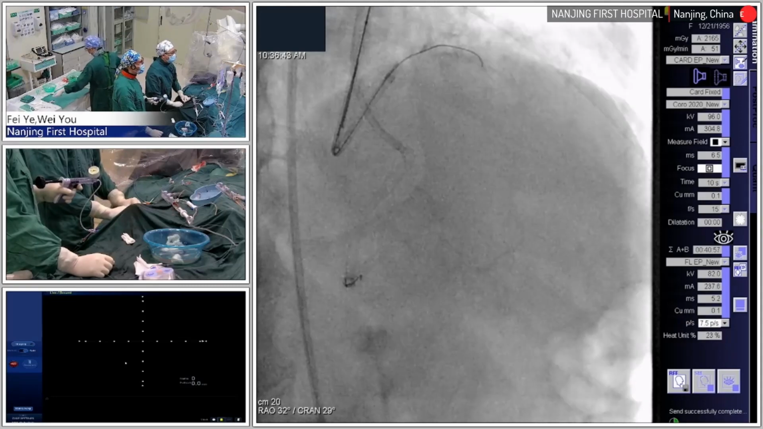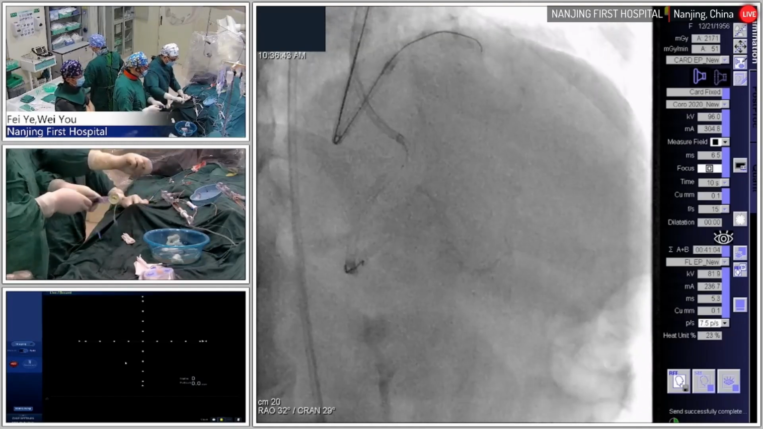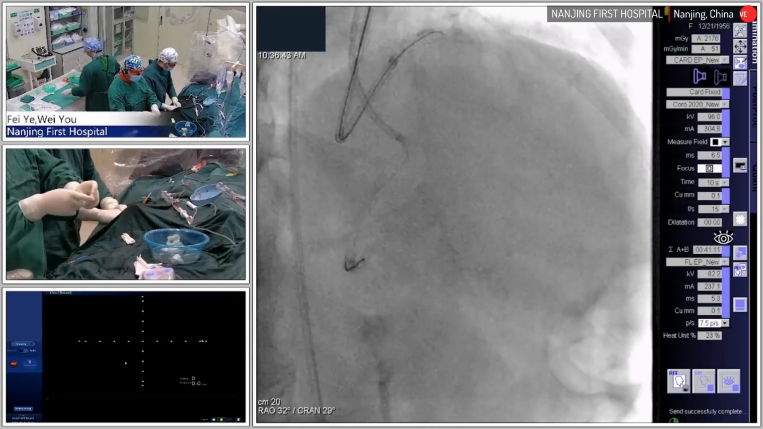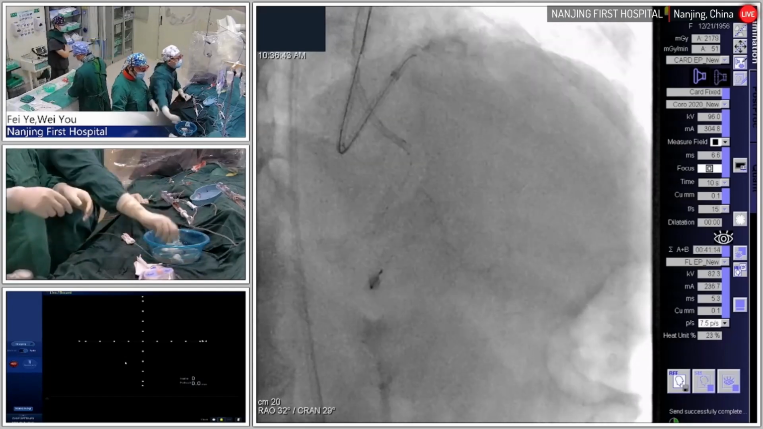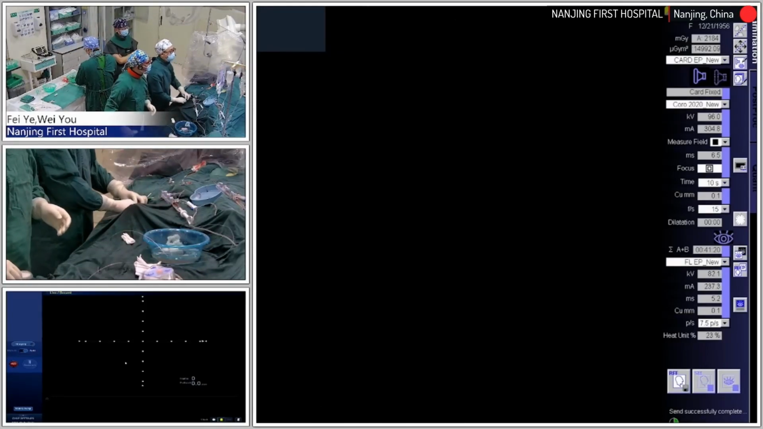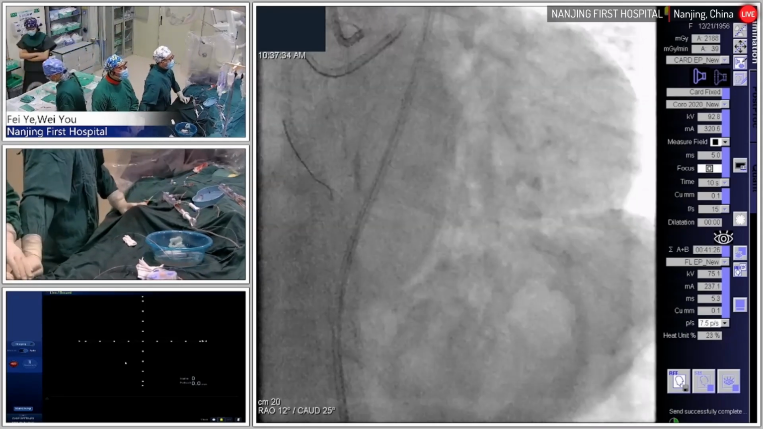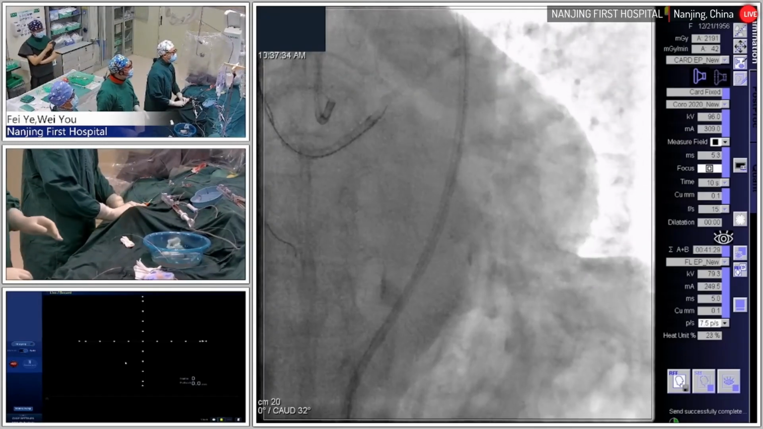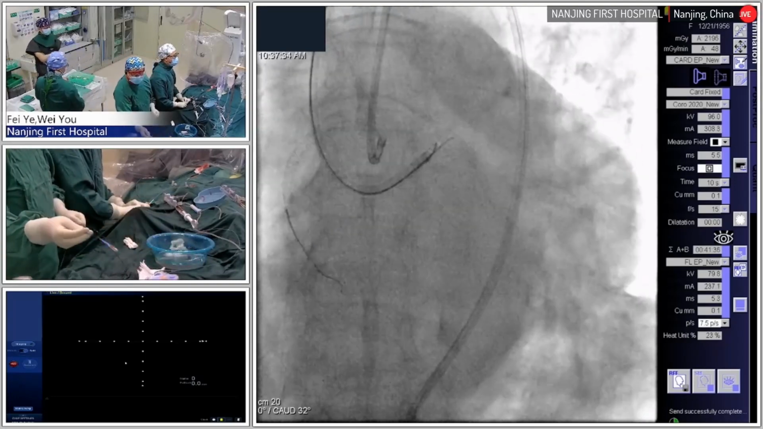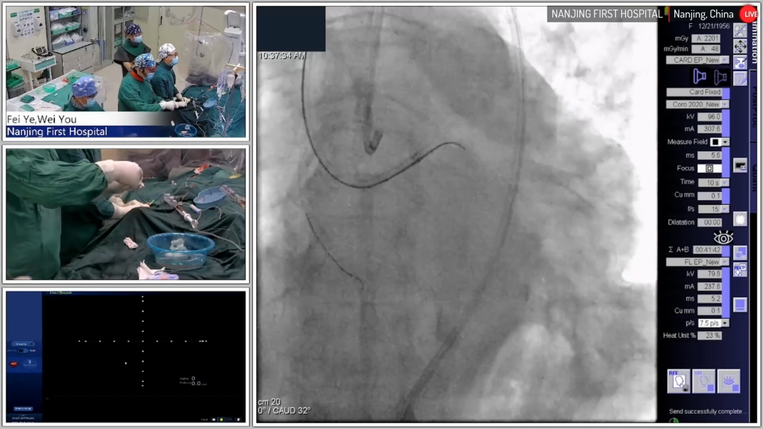Stuck. Okay, give me the Spider? No, caudal projection. Caudal AP. First, you should make the wire in the LAD proximal first. There is a marker, so use a single lumen microcatheter. Single lumen catheter, I think so. So you don't need to use two wires in the LAD.